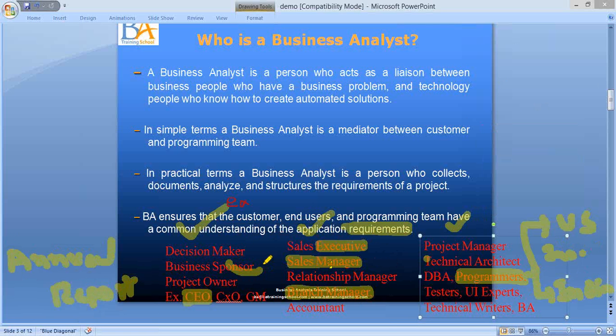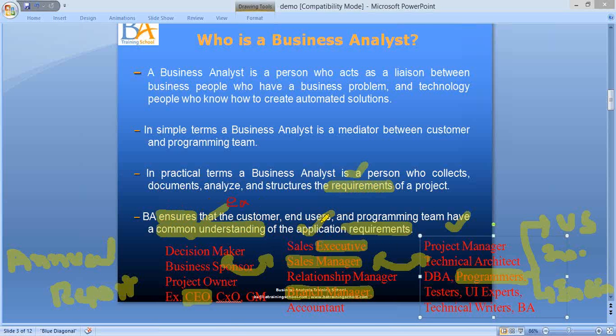The communication gap between all these people increases like anything, and sometimes a project will be developed in a different format, or the customer is expecting something and programming has done something else. So projects can fail because of this communication problem. Hence, it is our job as a BA to make sure that all the people involved in this project, including the customer, end users, and programming team, have a common understanding of the requirements of the application. The reason is that you are writing these requirements in the first part of your job. Hence, it is your responsibility to make sure that all are on the same page.